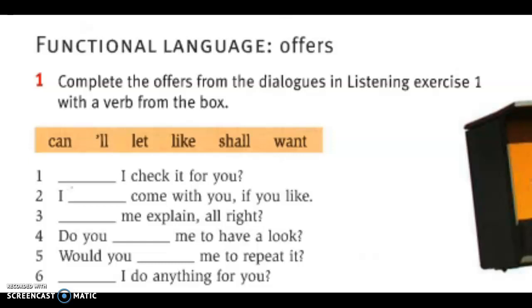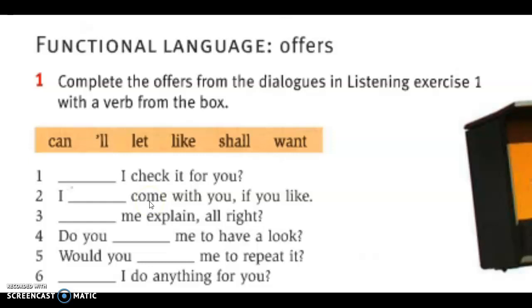So as I said previously, we treat this functional language as a set phrase. So for example, can I, I'll, let me, do you want me to, would you like me to, and can I. So if we've got all of those phrases, what are they all followed by? And this is what the students need to work out.